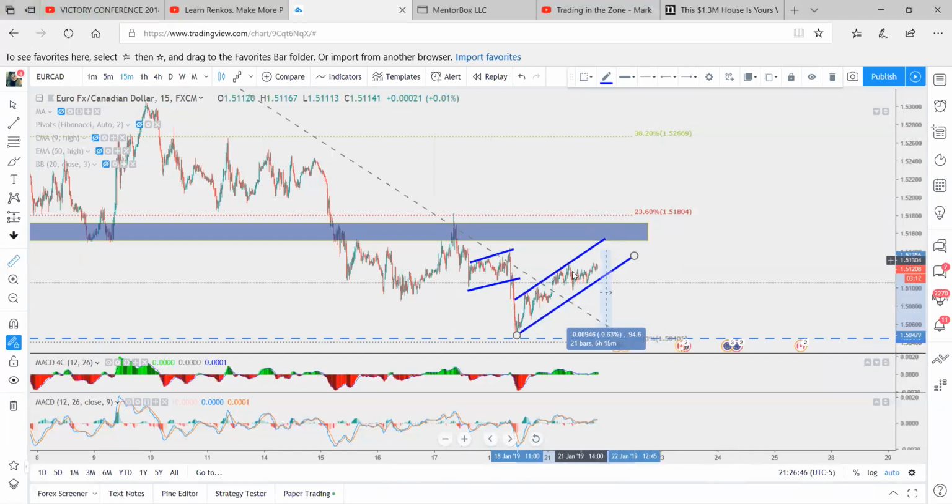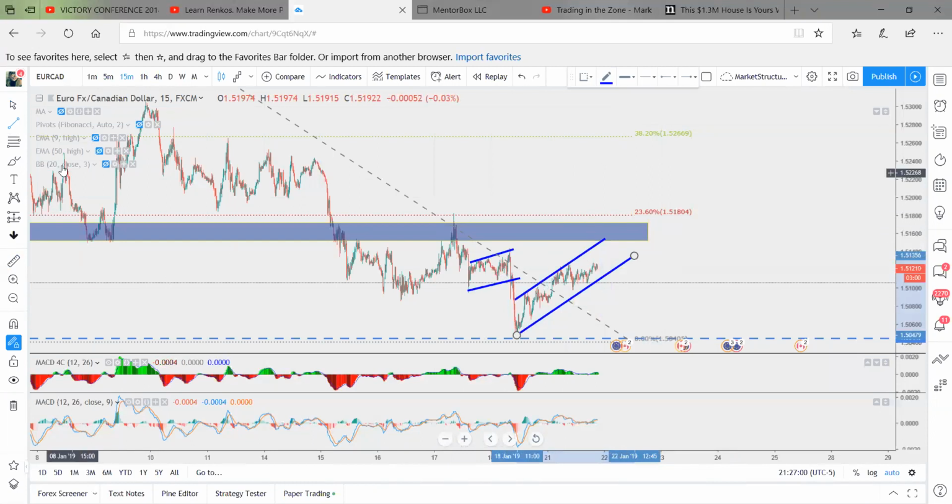All right, Mr. Earl said Euro NZD. Look at this right here. Yeah, you had impulse, correction, continuation, correction. Continuation, you're just having a big correction on this. So that would be.